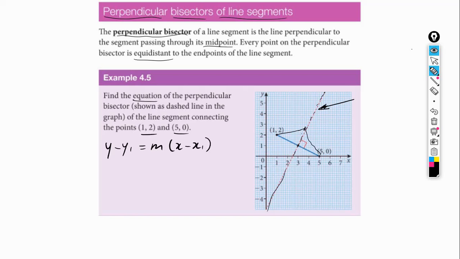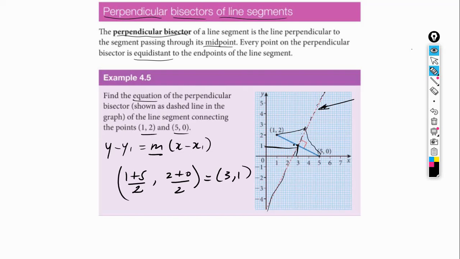So we need to find two things. We need to find the slope, and we need to find this point here through which the perpendicular bisector passes. So first, let's find the midpoint. So it would simply be (1 plus 5) over 2 for the x-coordinate, and then (2 plus 0) over 2 for the y-coordinate. And notice that this is just going to be (3, 1). And we can see that in the graph. It's (3, 1).